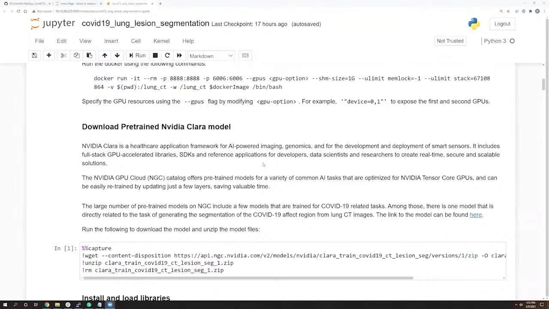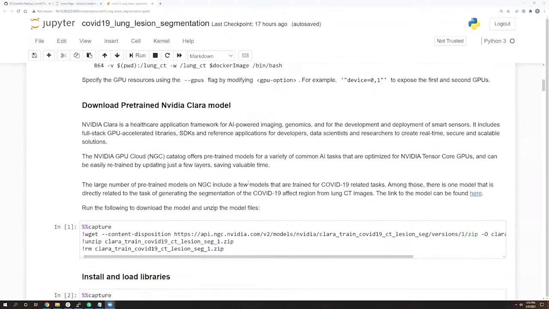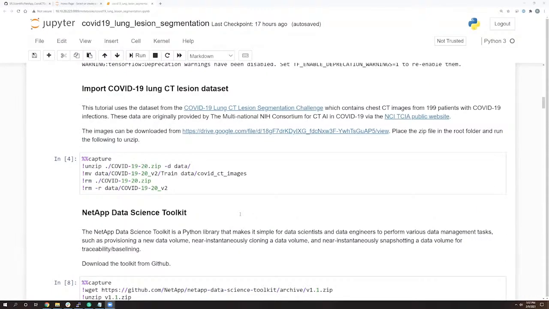Now that we have created this environment, we can download a pre-trained Nvidia Clara model. One of the reasons why this whole implementation is so straightforward and can be described in a single Jupyter notebook is because Nvidia Clara has provided us with a range of healthcare related models. And in this case, there is a model that's specifically trained for COVID-19 related tasks. And one of them is directly related to the task of generating the segmentation of the COVID-19 affected lung lesion areas. We can make use of that model and give us a jump start on what we're trying to achieve here.